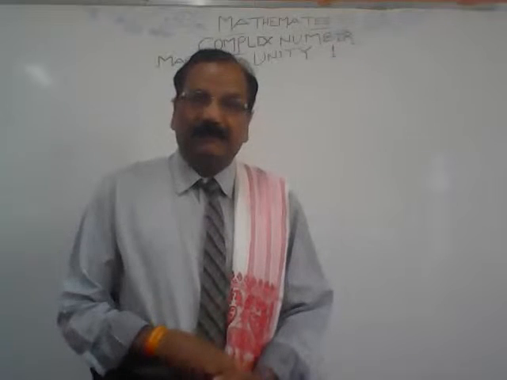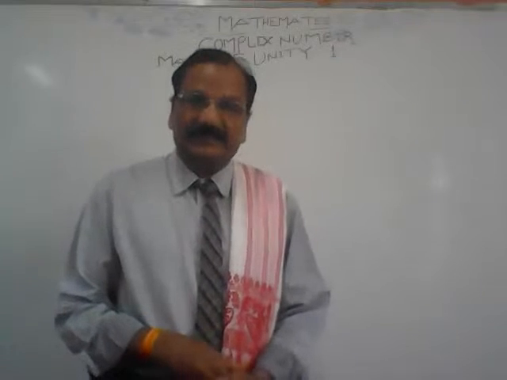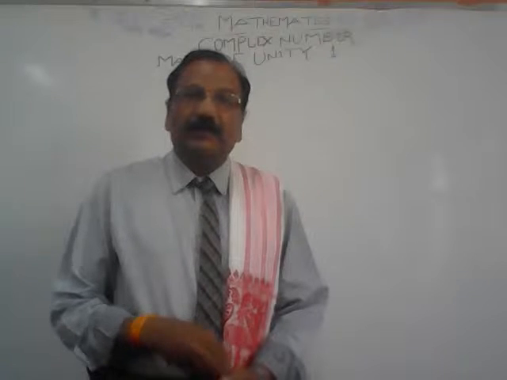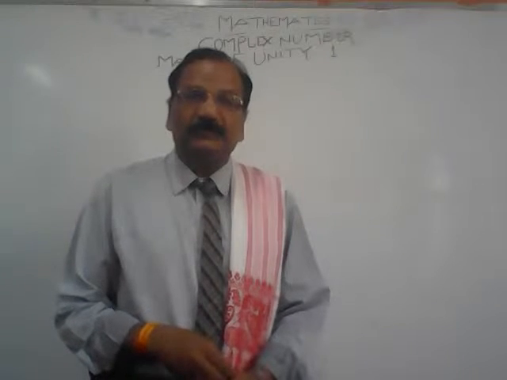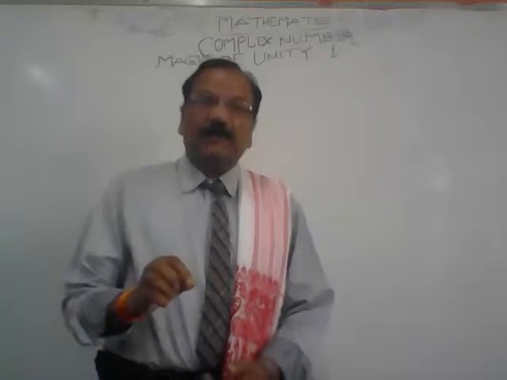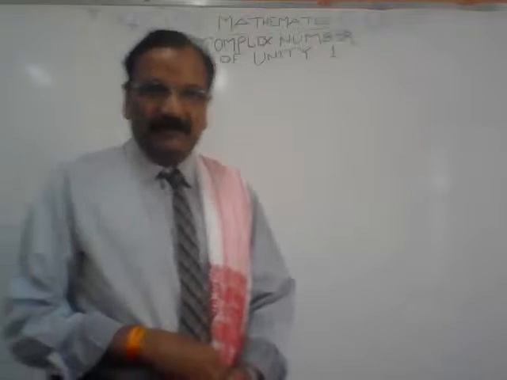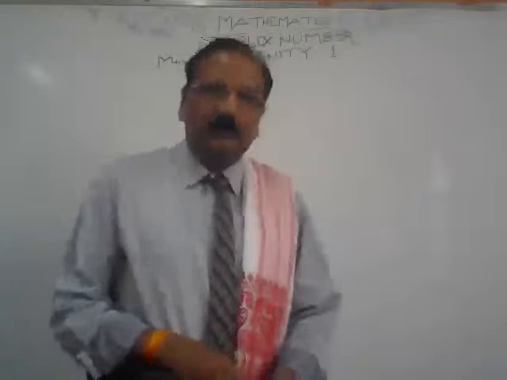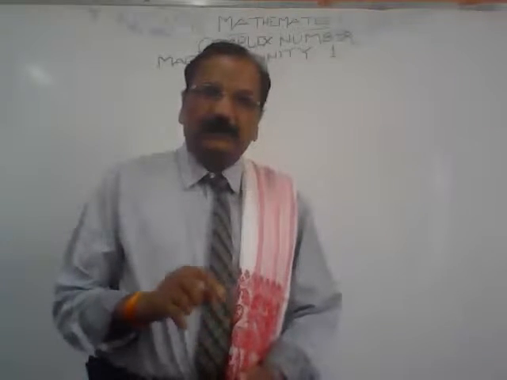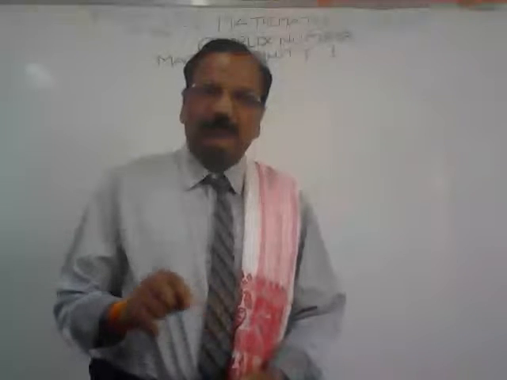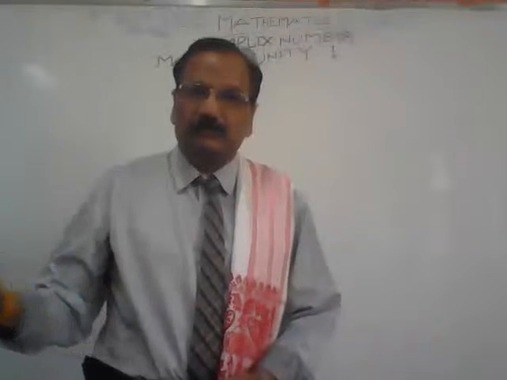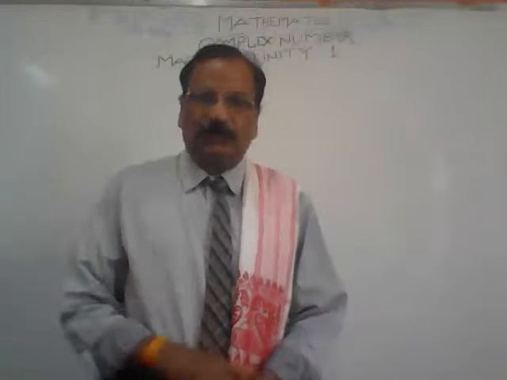Suppose 1 by 4, 1 by 2, 1 by 3. Then irrational number, which is not a rational. It means root 2, root 3, root 5, root 7. Then there is a special type of irrational number, which is non-terminating, non-repeating, like 1.01, 1.001, 1.0001, 1.00001, and so on.